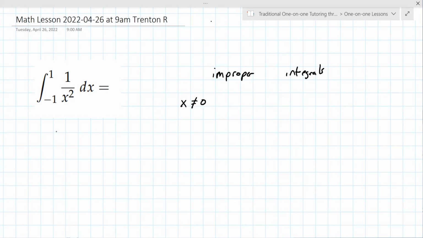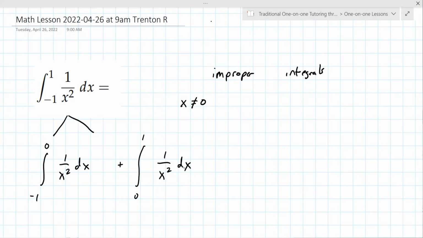So you have to actually break this up into two integrals, -1 to 0, plus 0 to 1, like this. And you have to use that limiting process for it.